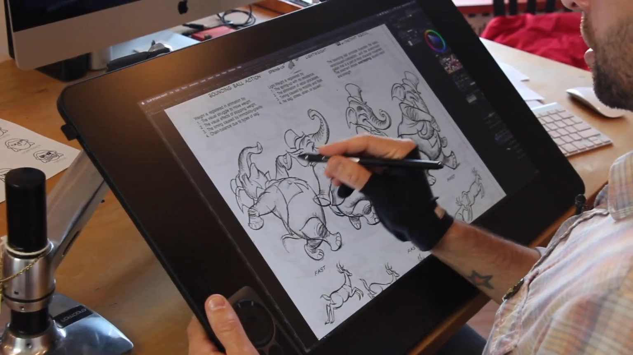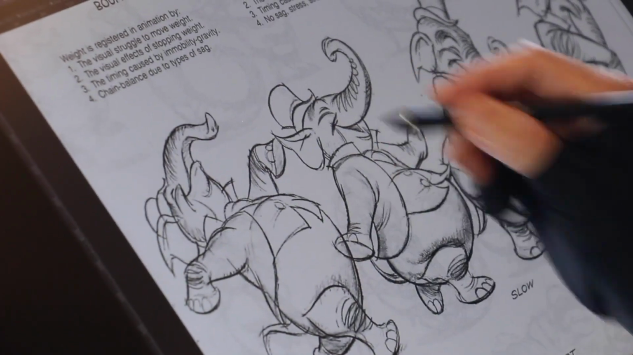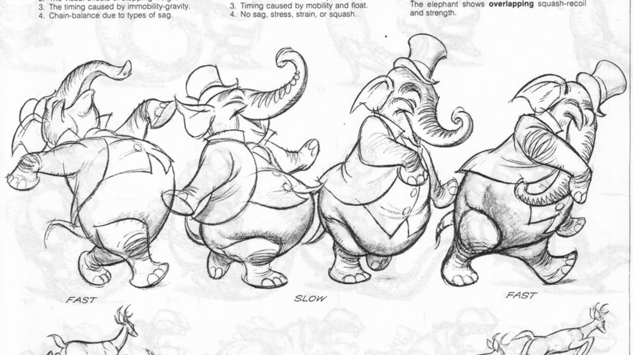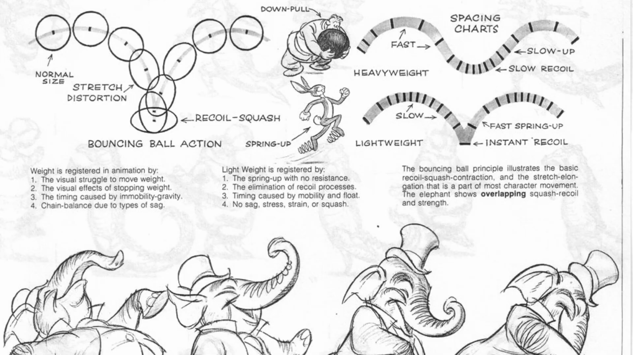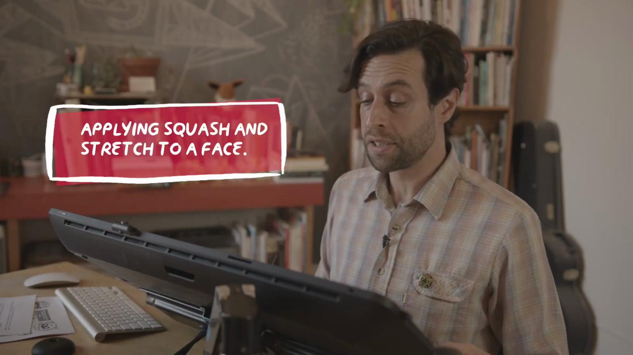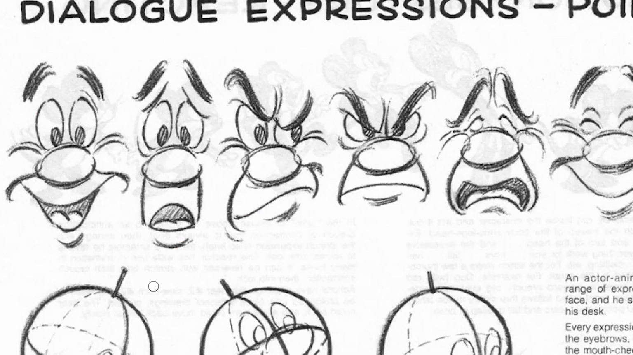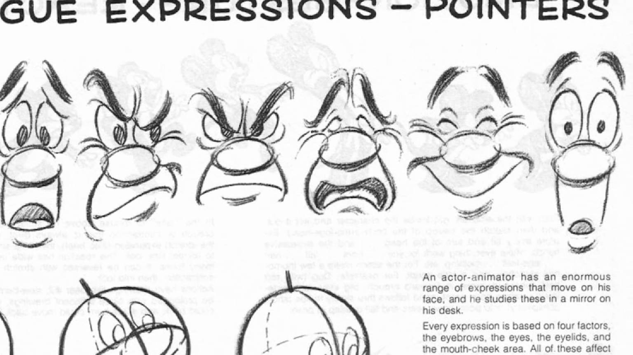So look at this elephant. See the way his body stretches and squashes in all these different aspects of him. His head stretches and squashes. His tummy stretches and squashes. His arms, his trunk, everything is responding to this basic bouncy principle. Now we can apply that principle to the face. Here's another page from the same book. Look at this face. You can see that it's also responding to the squash and stretch principle.